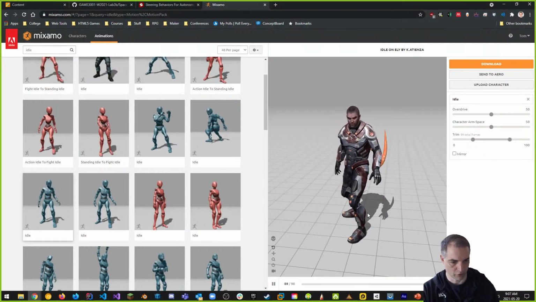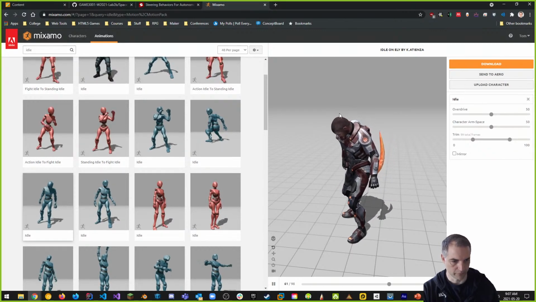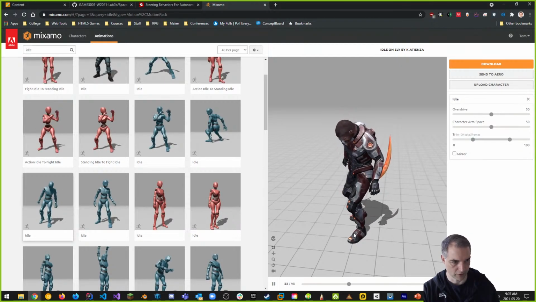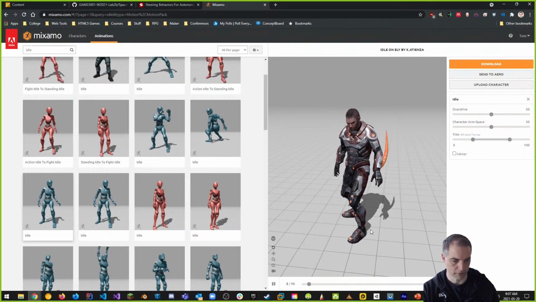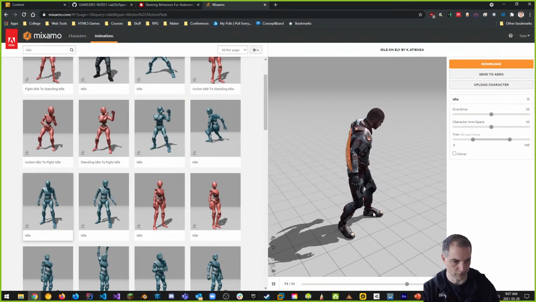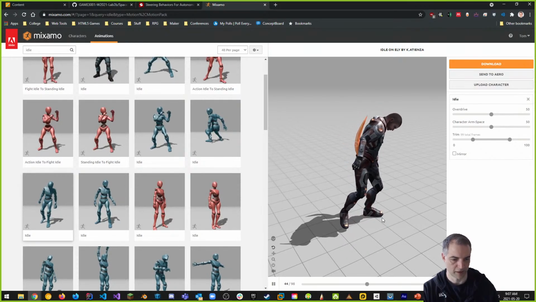So you can see that there's no locomotion here. The character is moving, right? There's animation, but there's no locomotion, right? So the character's not moving away from its position. That's the difference between locomotion and animation.